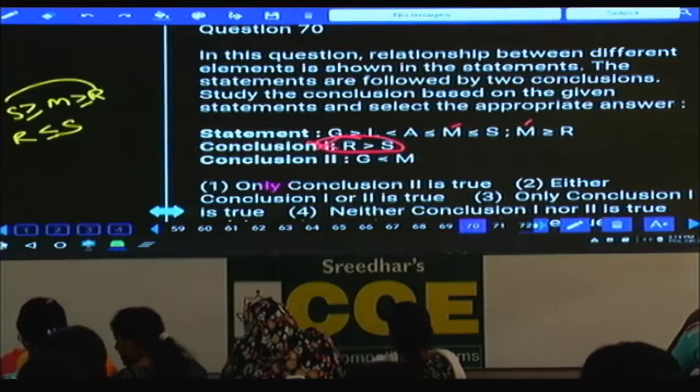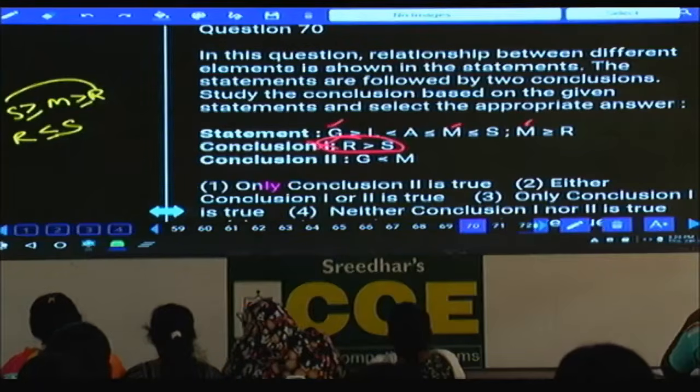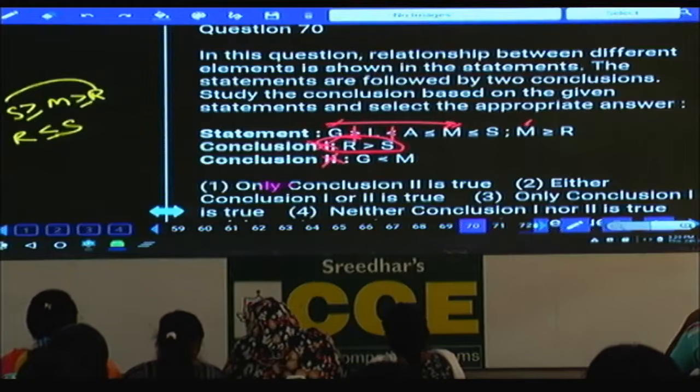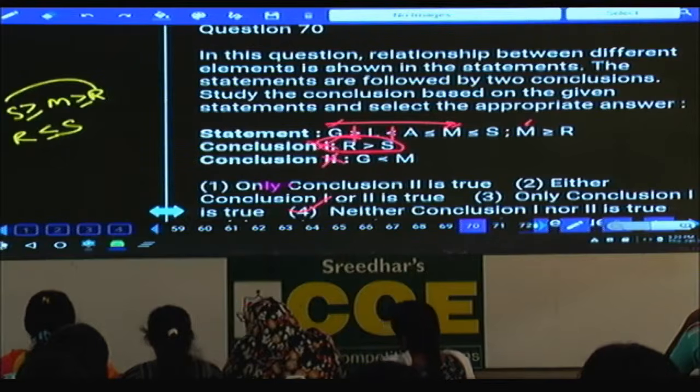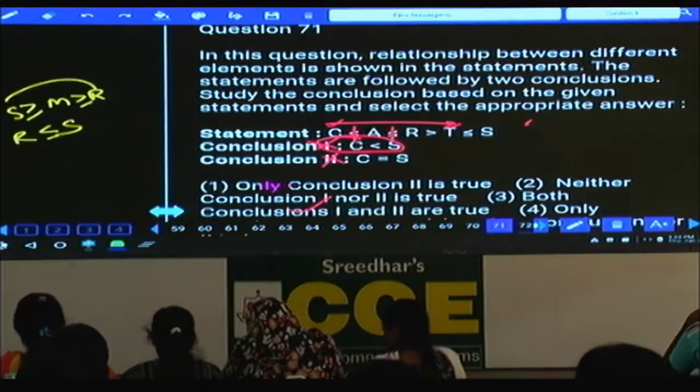Then coming to the next one, G and M. Now in this G and M, G is here and M is here. Which element is common here? Tell me what is the element which is common here? Now within the statement only we have both the letters. Now one is greater than, another one is lesser than. Two opposite symbols. Between these two letters, hence no relation. Hence neither one nor two, that is choice 4. Then 70th it is choice 4, neither.